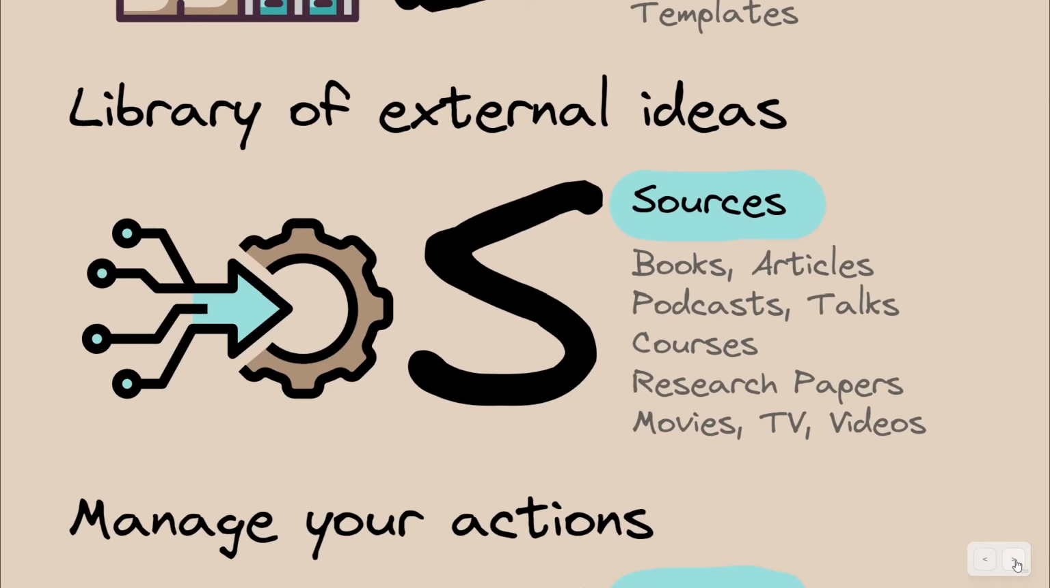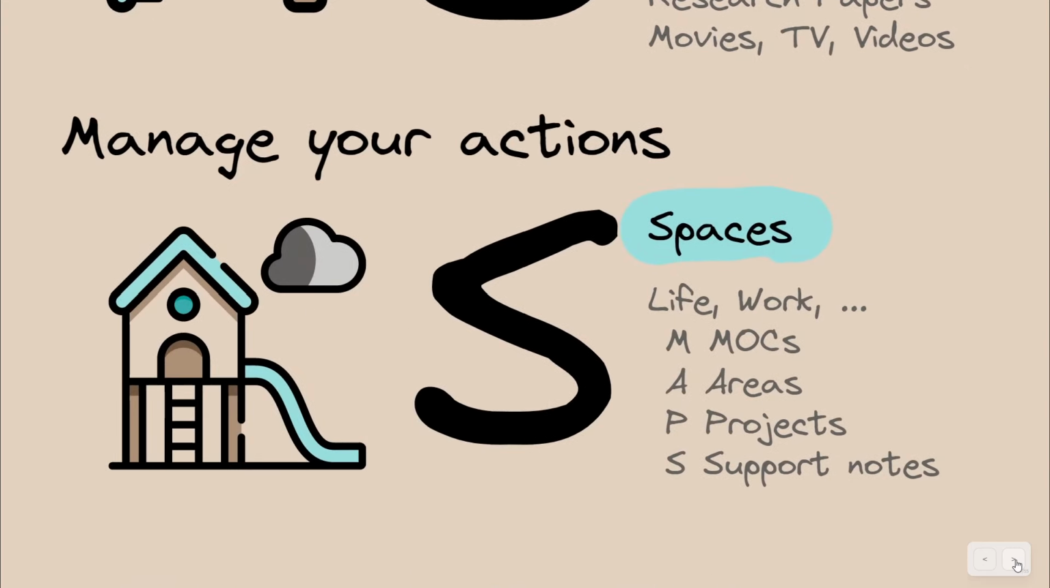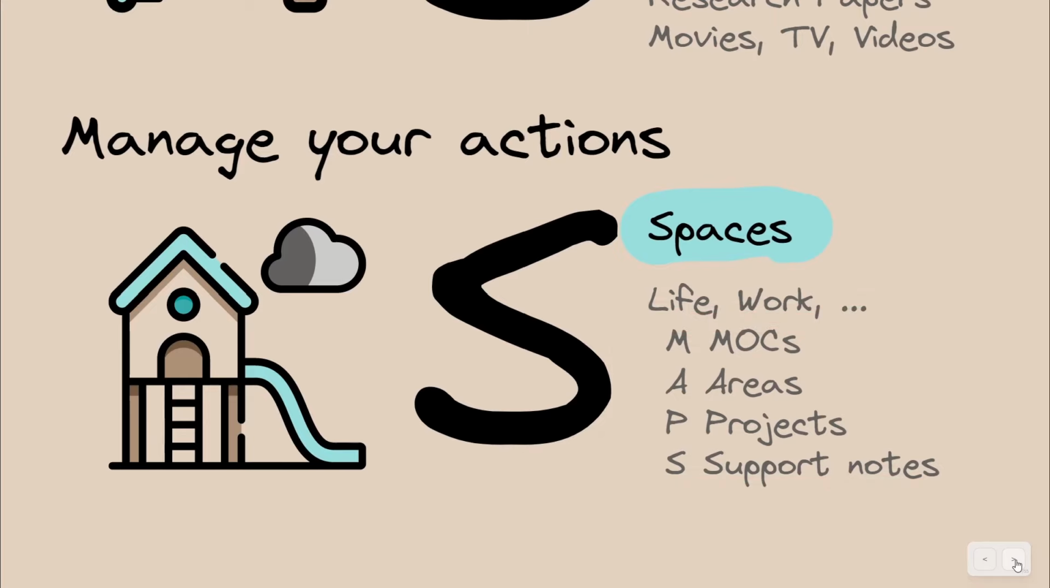Sources is where you'll store all your external sources of knowledge, such as articles, books, podcasts, and videos. This is the ideal location to reference or cite your original sources of information or inspiration. Finally, Spaces represent the different areas of your life, such as work, personal life, and hobbies. Each space has its own maps of content, areas, projects, and support nodes, or in short, maps, providing additional structure and clarity.